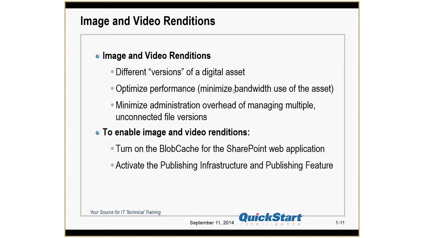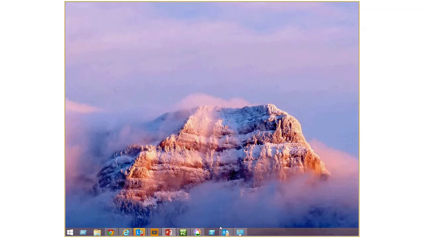First, you're going to need the publishing infrastructure and the publishing feature. Since we're using a publishing portal, that's handled for us. The second thing we have to do is make sure that the blob cache for the SharePoint web application is turned on. So as the farm administrator, your farm administrator will have permission to do that. It's actually very simple for them to do. Let me show you that real quick here.